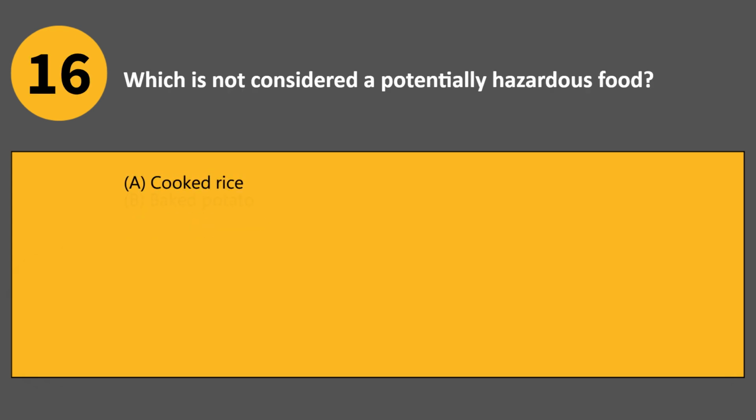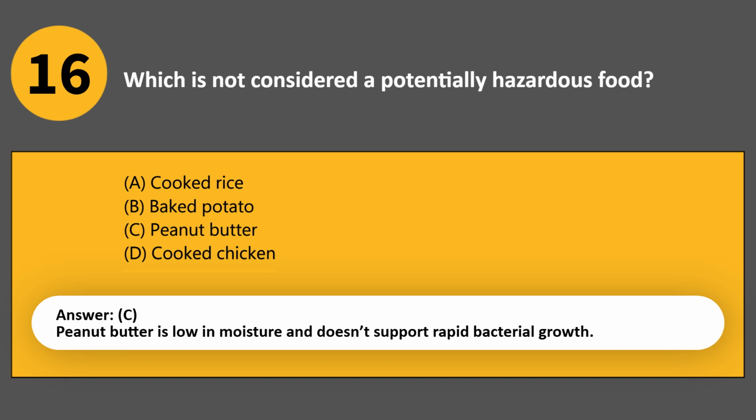Which is not considered a potentially hazardous food? A. Cooked rice. B. Baked potato. C. Peanut butter. D. Cooked chicken. Answer, C. Peanut butter is low in moisture and doesn't support rapid bacterial growth.